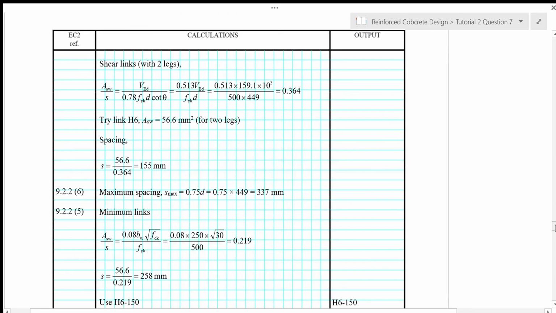So for shear links with two legs, we calculate Asw/s to give 0.364, and then we use H6 links, which is 6 mm links with two vertical legs. So the area is two 6 mm bars, which is 56.6 square millimeter. So the spacing calculated is 155 mm. And maximum spacing based on 0.75d is 337 mm, and the spacing based on minimum link is 258 mm. So we use H6 at spacing of 150.